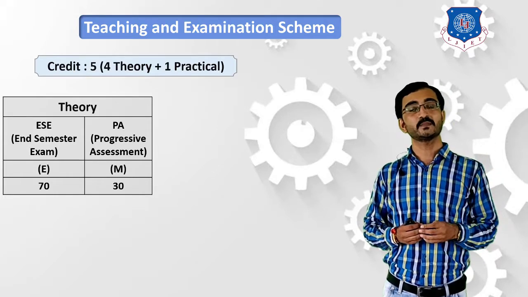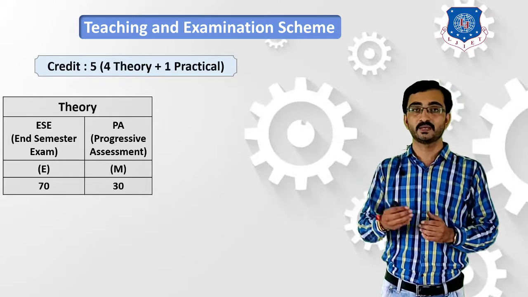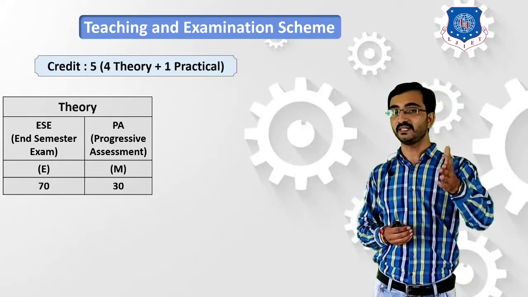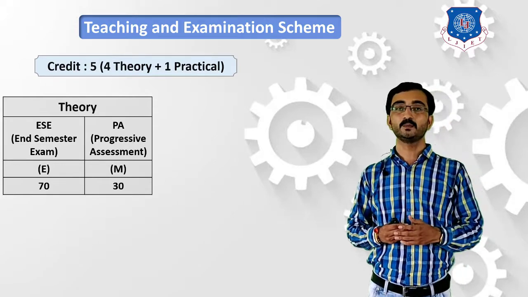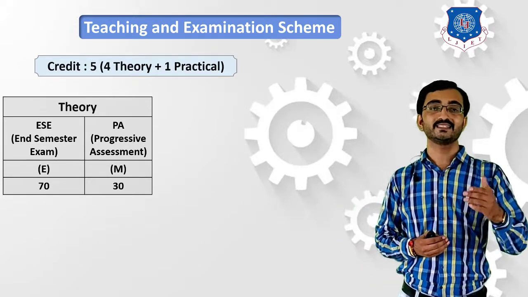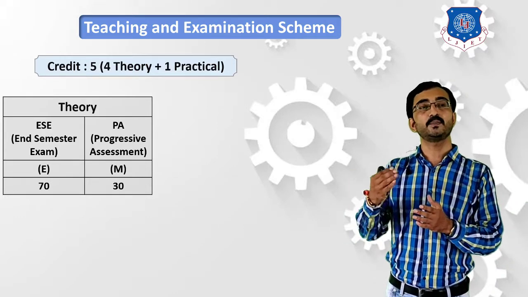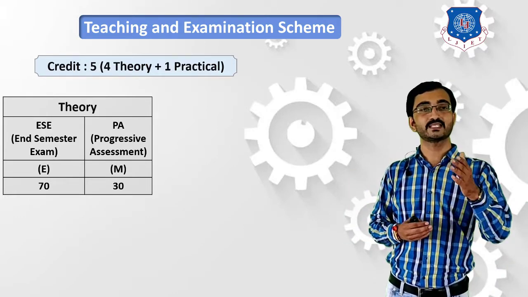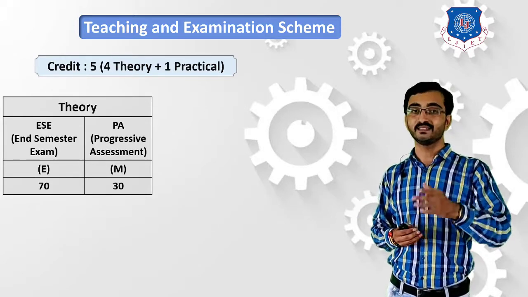The end semester examination is the exam you give at the end of the semester. It will be of 70 marks and is termed the E component. The second component, the remaining 30 marks, is the progressive assessment. During the whole semester you will perform various examinations such as the mid-semester examination, and that will help you obtain marks in this component.